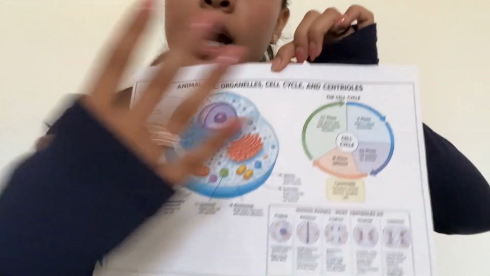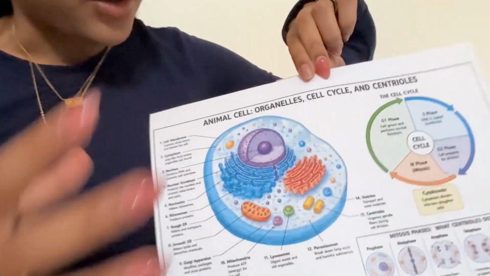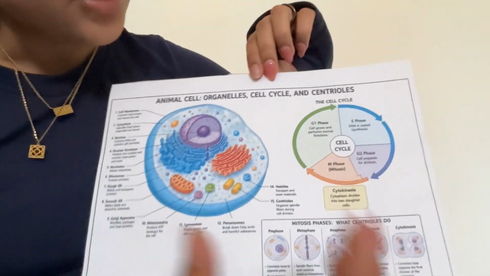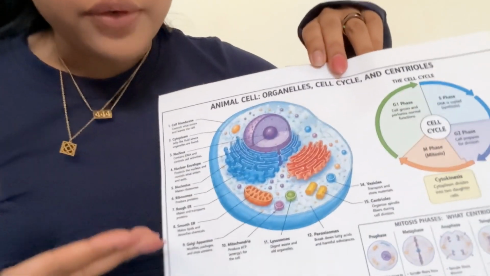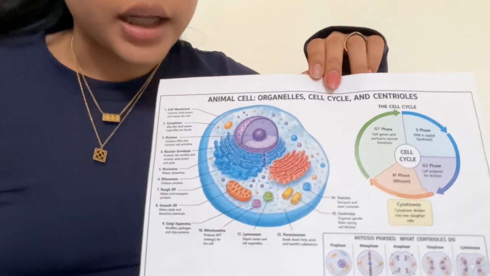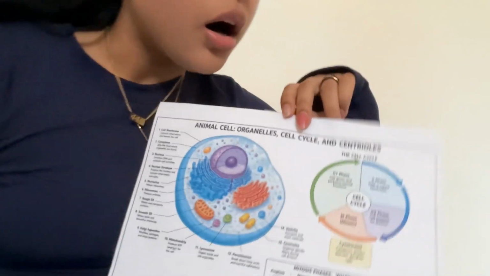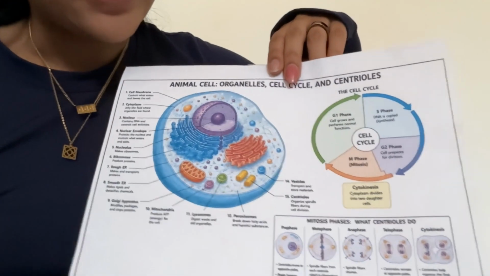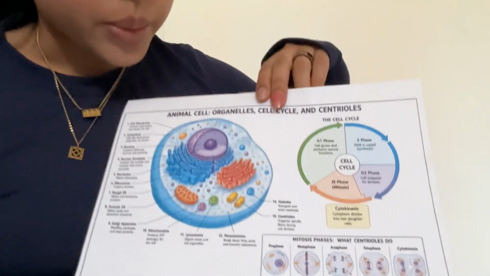In conclusion, I have put together the three main things of the cell, which are the cell organelles, the cell cycle, and the mitosis phase. The organelles help us to keep the cell alive. The cell cycle allows growth and repair of the cell. And then the centrioles ensure the chromosomes are being divided correctly.